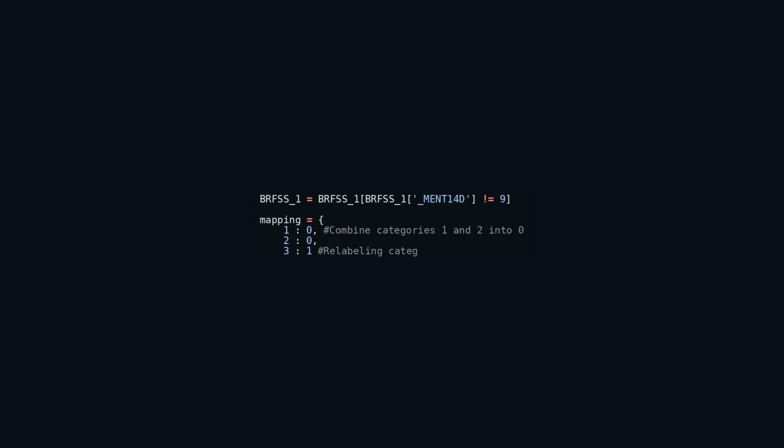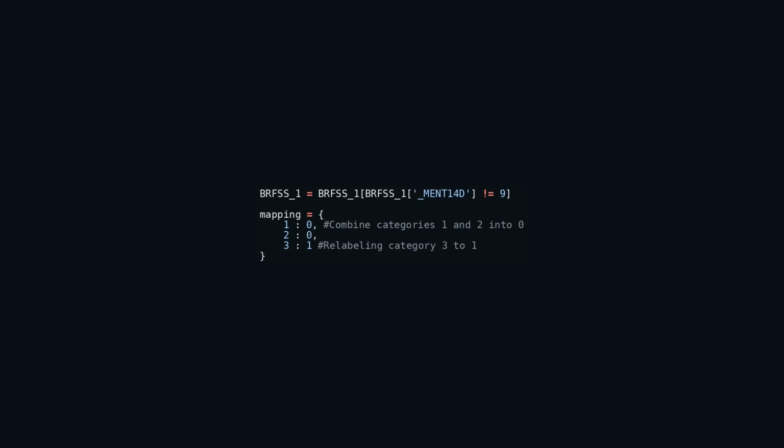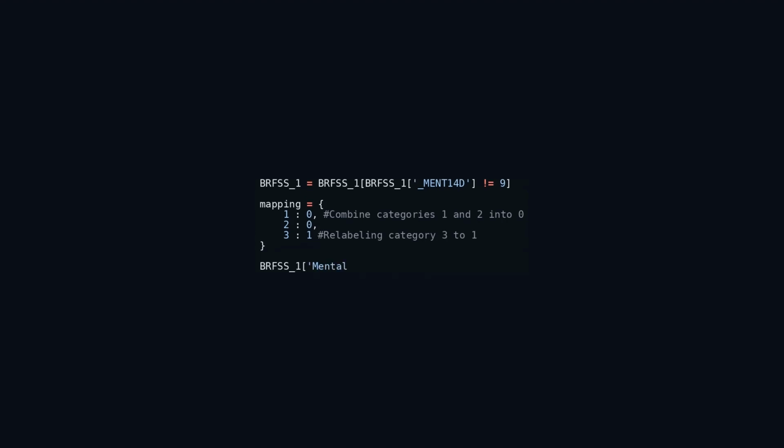In this script, mental health data from a dataset is being manipulated for analysis. Initially, the script screens out rows with a specific value in the MEN14 column, excluding those with a value of 9. Next, a mapping dictionary is constructed to merge categories 1 and 2 under a unified category 0 while relabeling category 3 as 1. Subsequently, the mapping is applied to the MEN14 column, introducing the transformed data as a new column, mental health, in the dataset. To conclude, the script displays the distinct values recorded in the mental health column.